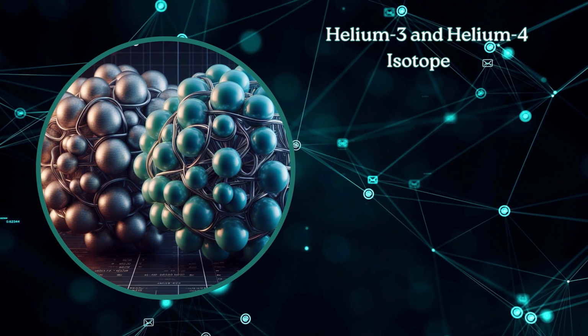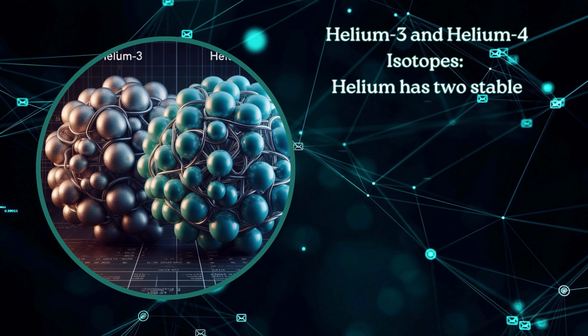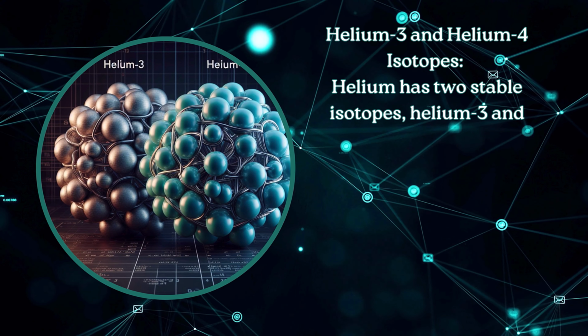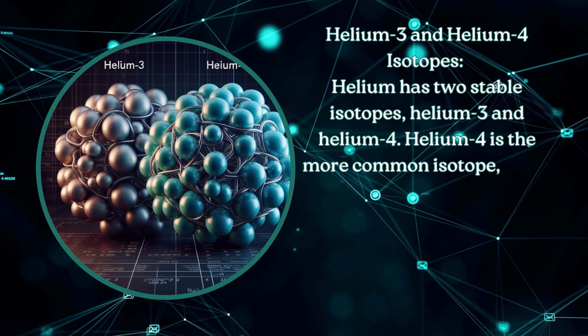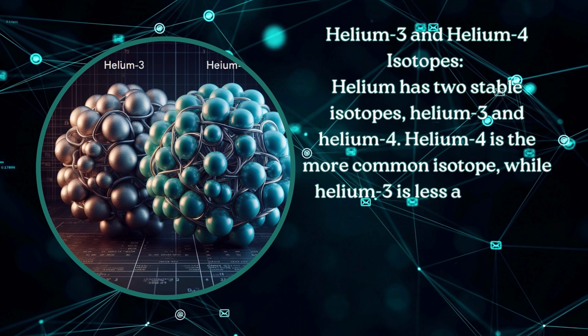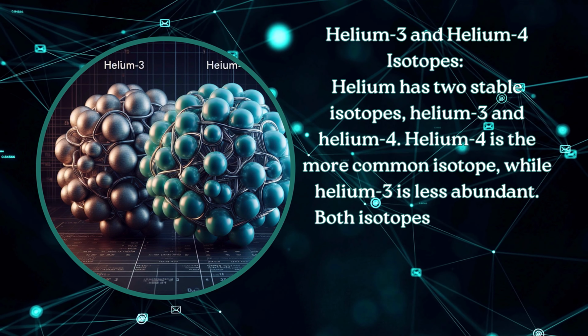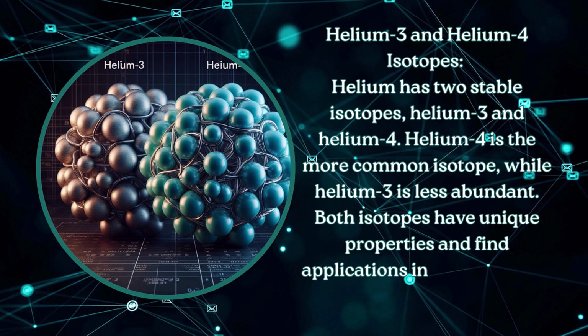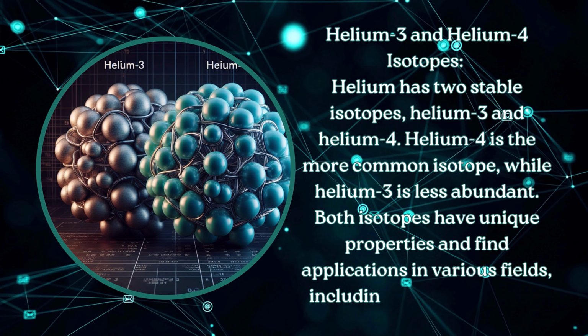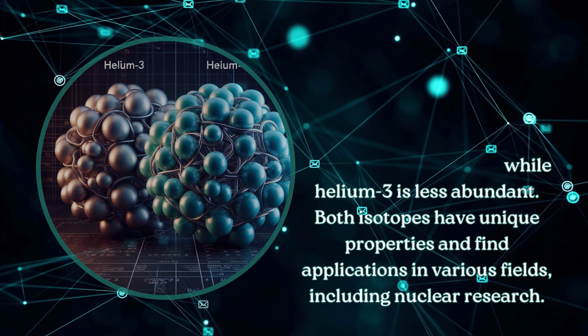Helium-3 and helium-4 isotopes. Helium has 2 stable isotopes, helium-3 and helium-4. Helium-4 is the more common isotope, while helium-3 is less abundant. Both isotopes have unique properties and find applications in various fields, including nuclear research.